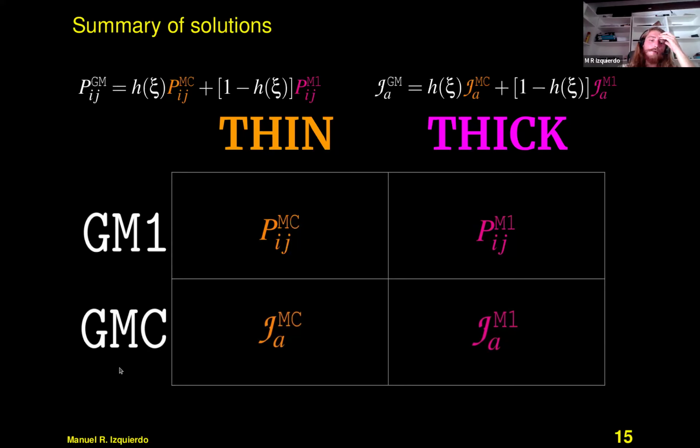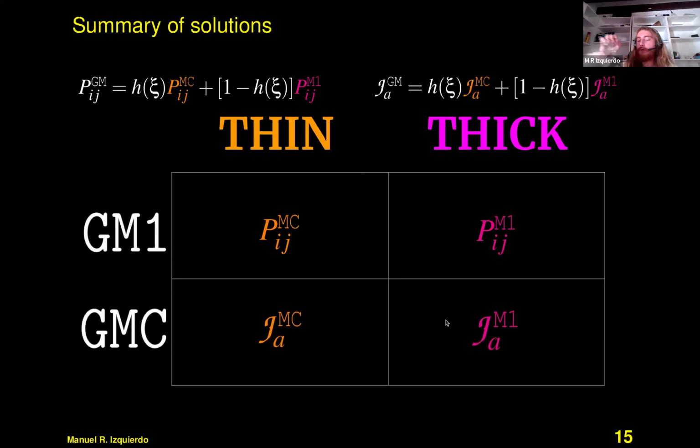We also have this auxiliary solution, this GMC solution, that would be a normal Monte Carlo, just that at every substep we reset some moments. In the case that it is a thin cell, we don't touch them. In the case that it is a thick cell, we set the ones of the M1. And in the intermediate, we also do this interpolation.